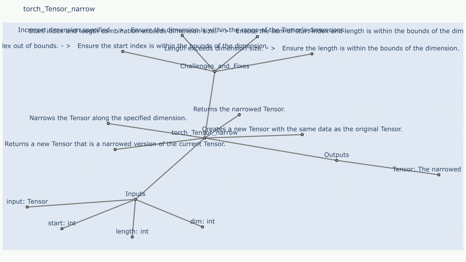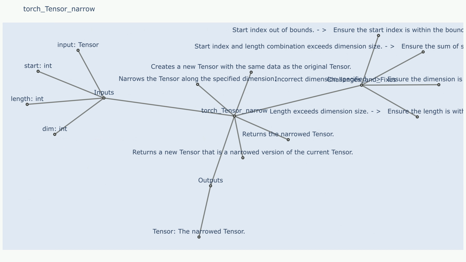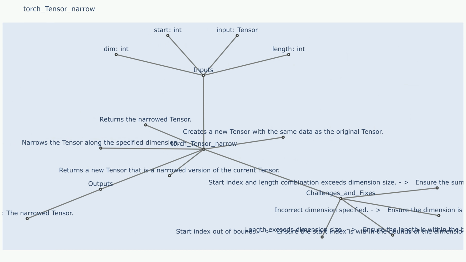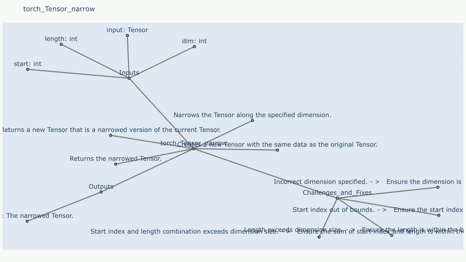Challenge 3: 0 length. Specifying a length of 0 will result in an empty subtensor. Sample use case: tensor = torch.arange(10).reshape(2, 5), subtensor = tensor.narrow(1, 2, 0). This will return an empty tensor. Fixes: ensure that the length value is greater than 0 if you want to extract a non-empty subtensor.